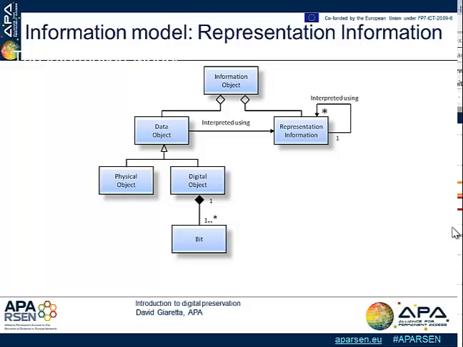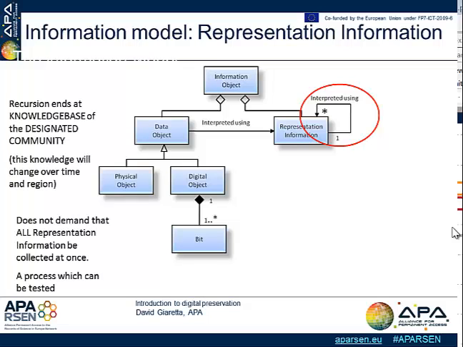One key concept that's worth pointing out is representation information, which is essentially a whole set of special metadata which is related to understandability. And there are some tools and techniques that are discussed, and there are more detailed courses available covering them, to facilitate the understandability of the designated community.